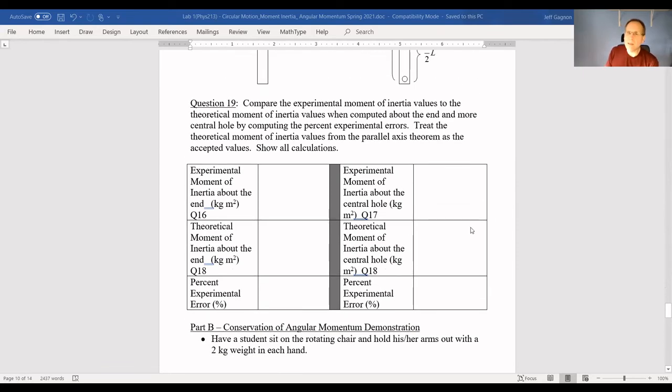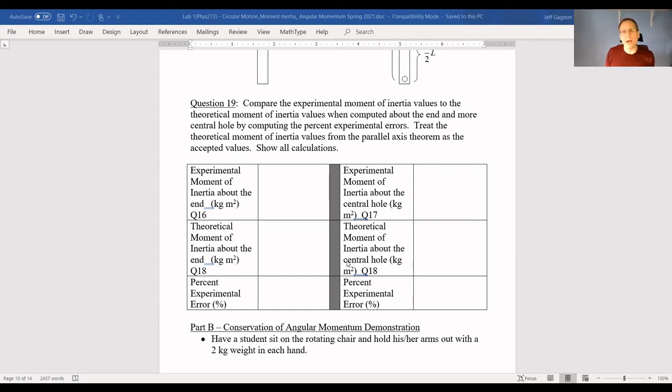Okay, so here's the main table. This is the experimental moment of inertia about the end. That's from question 16. Again, you're going to have a decimal value times ml squared. Here is the experimental moment of inertia about the more central hole. So that's the one from question 17. Again, it's going to be some decimal value times ml squared. These are going to be the theoretical moments of inertia using the parallel axis theorem. So these are both from question 18. Again, about the end and then about the more central hole. So this is going to be some fraction times ml squared. If you want, you can write that fraction as a decimal.